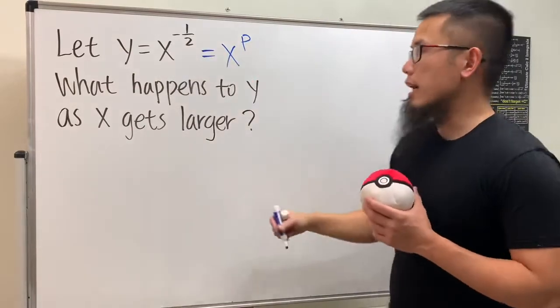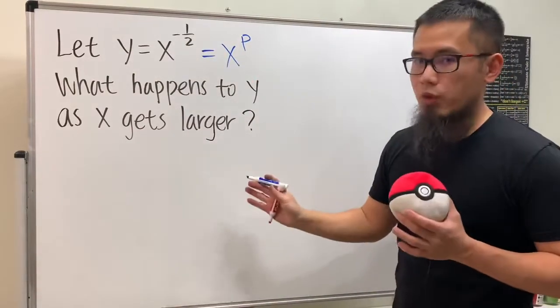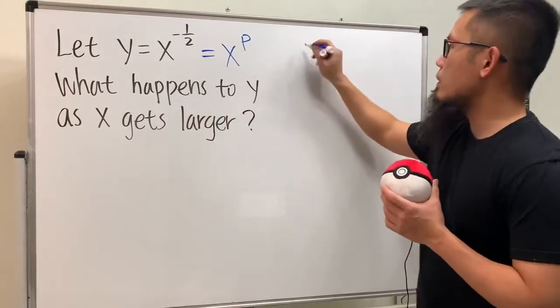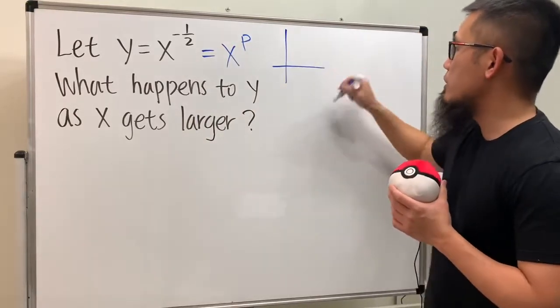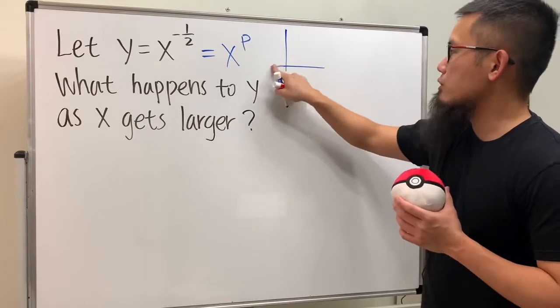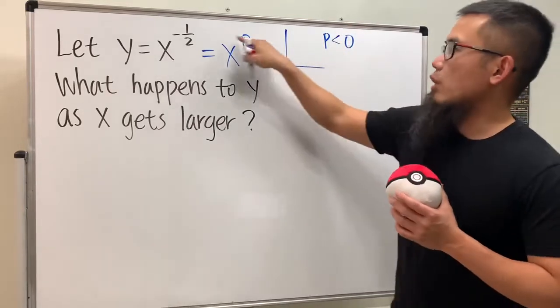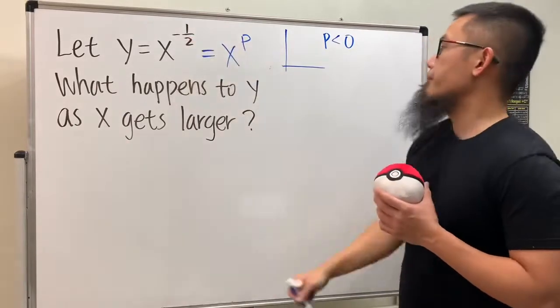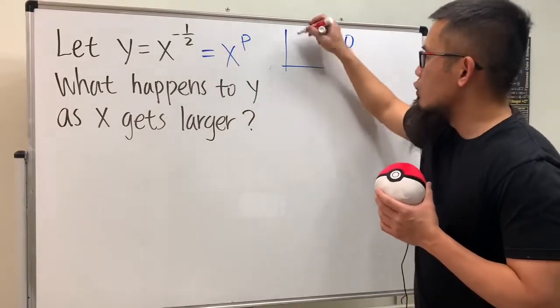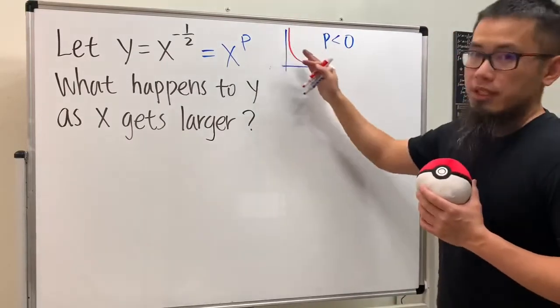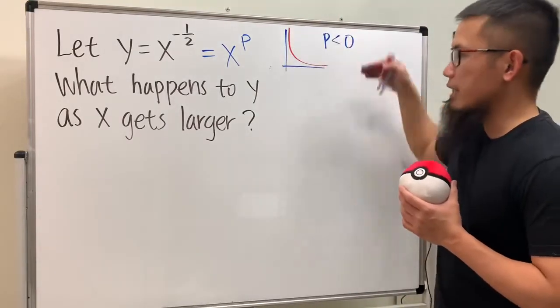And let me remind you guys, whenever we have a power function, if the p is less than 0, well, we are going to have this kind of picture in the first quadrant, just the first quadrant, okay? If p is less than 0, and again, in this case, our p is equal to negative 1/2, well, our graph is going to look like this. So it's actually a decreasing function, like it goes down like that.